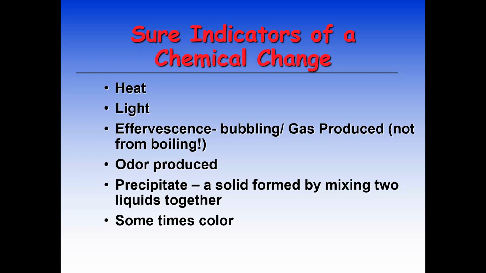But meanwhile, we're going to be doing some labs where, for example, you add a clear liquid to another clear liquid, and it will create something that is bright yellow. That's an example of a chemical change because you took clear and clear and it made yellow. So color is tricky. Always make sure you're on the lookout for it.